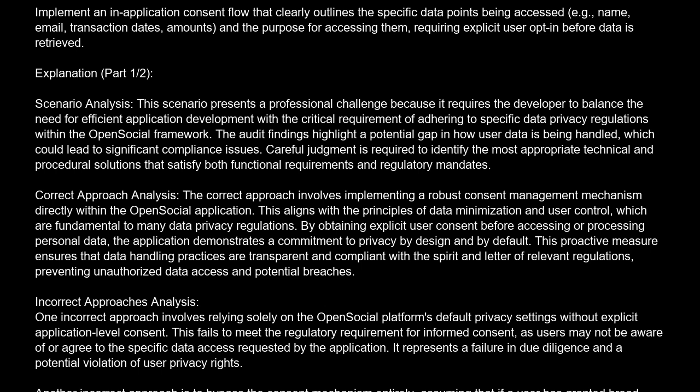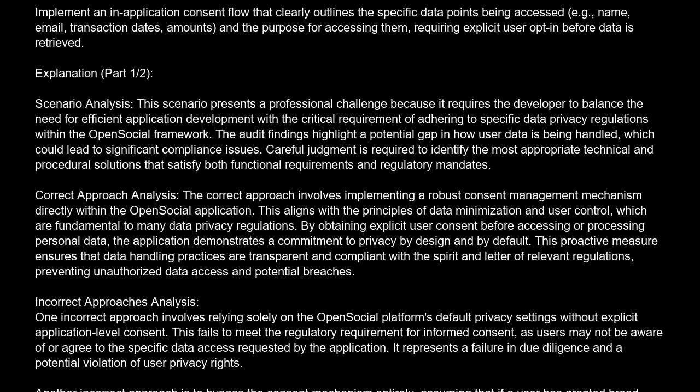Explanation. Scenario analysis. This scenario presents a professional challenge because it requires the developer to balance the need for efficient application development with the critical requirement of adhering to specific data privacy regulations within the OpenSocial framework. The audit findings highlight a potential gap in how user data is being handled, which could lead to significant compliance issues. Careful judgment is required to identify the most appropriate technical and procedural solutions that satisfy both functional requirements and regulatory mandates.